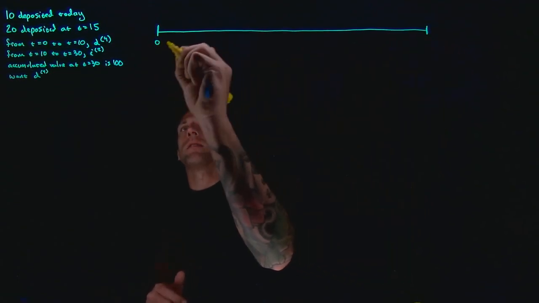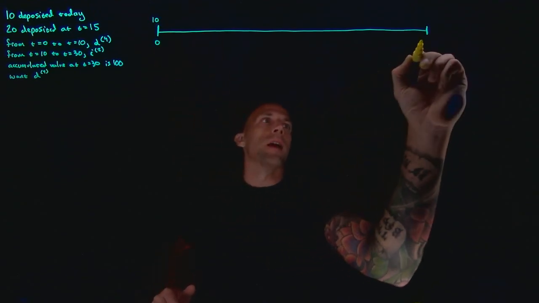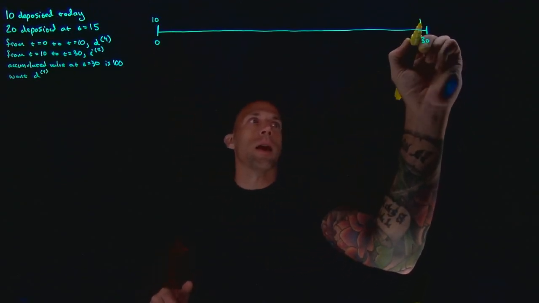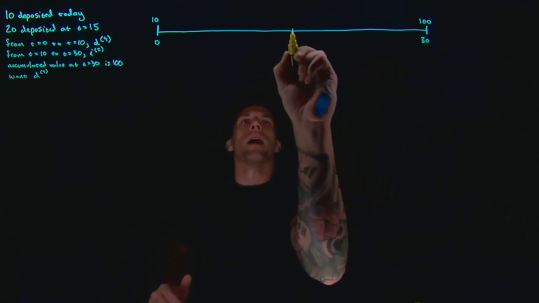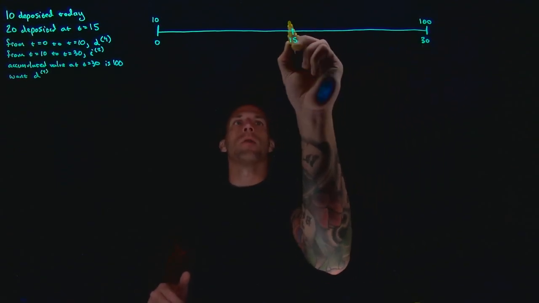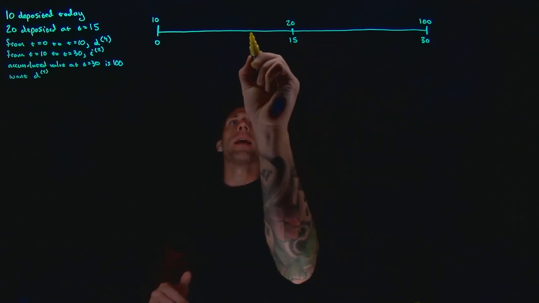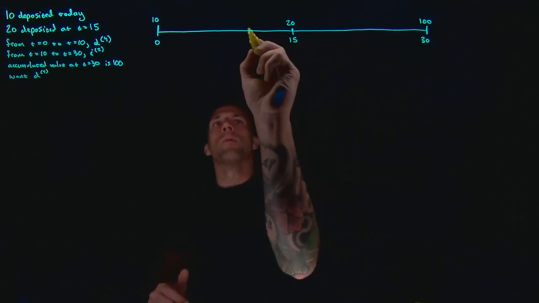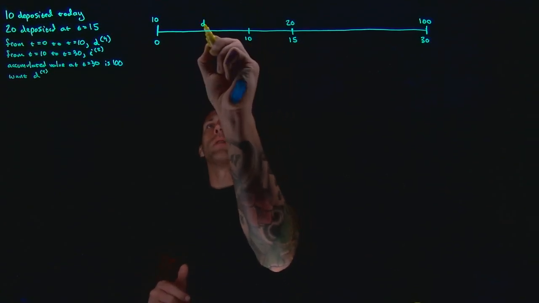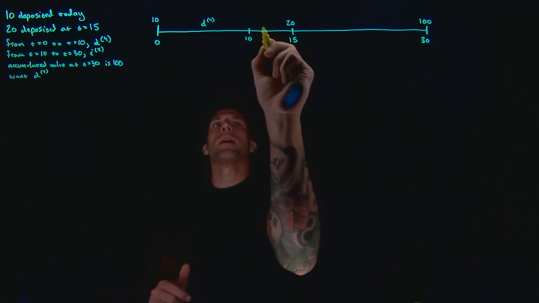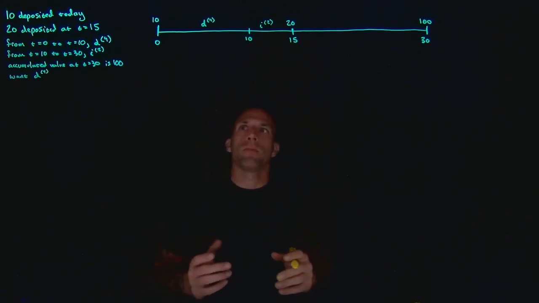At the beginning, year 0, we deposit 10. At the end, year 30, we have 100 total. At year 15, in the middle, we deposit an additional 20. And then at year 10, we make a switch from using this quarterly discount rate to a semi-annual interest rate.